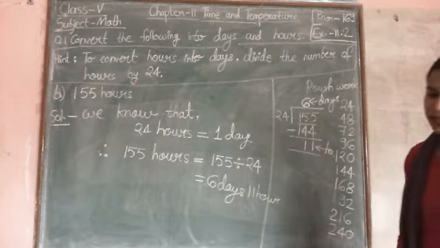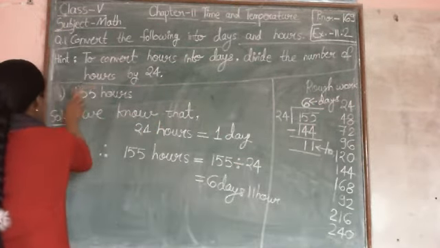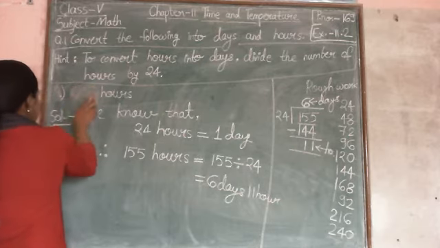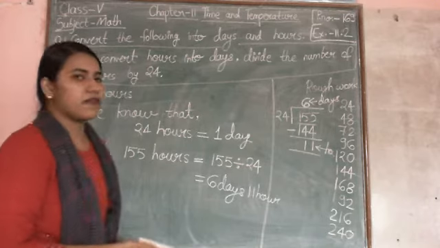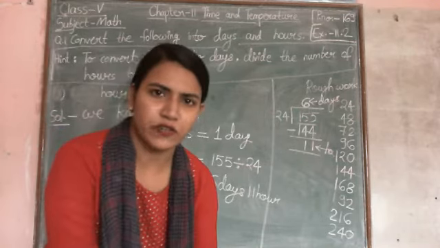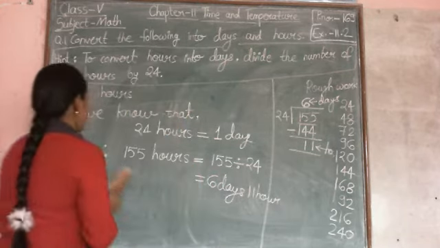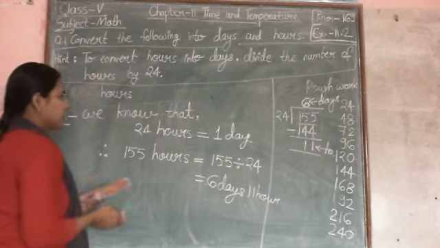Okay, now we will solve the next, that is part C. See, it is very simple. To convert hours into days and hours, what you need to do? You need to divide the given number by 24, and after division you will get your answer. Now part C.